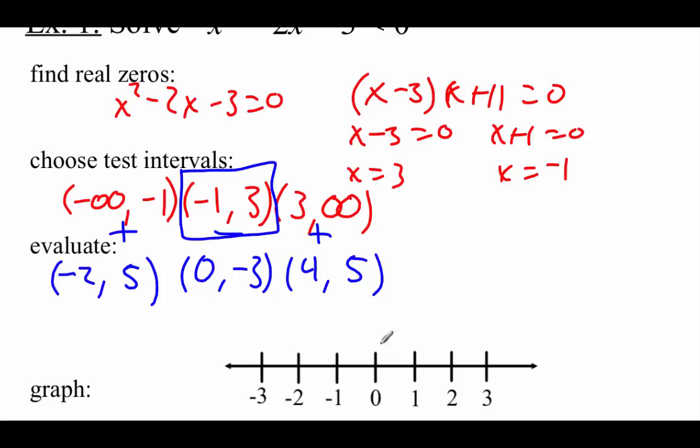Negative 1 has a parentheses around it, so on our number line, I'm going to put parentheses around negative 1. 3 also has parentheses around it, since those end values are not included. And all of the solutions to this inequality would be the stuff that's between here. So I'm going to shade between these two parentheses that I just drew in. Okay, so that's the answer for this interval. It's those numbers between negative 1 and 3.